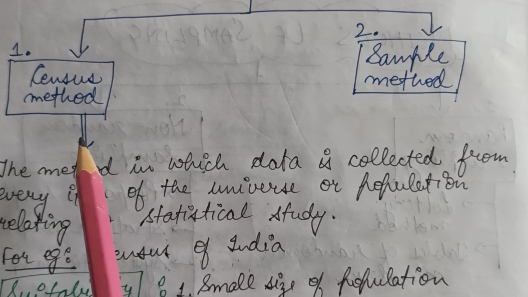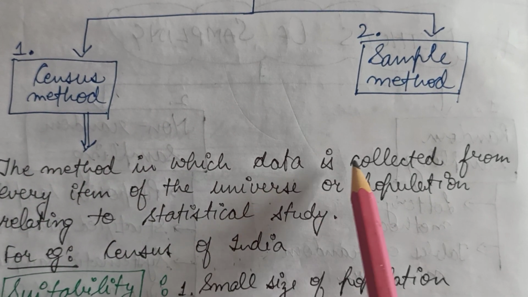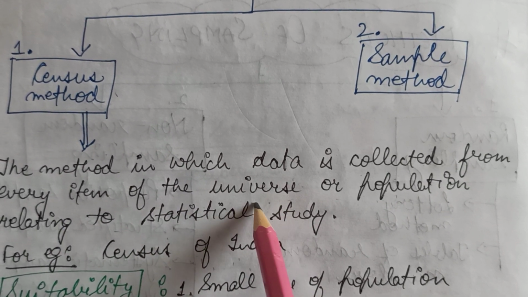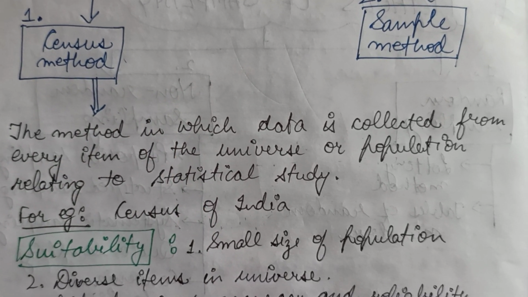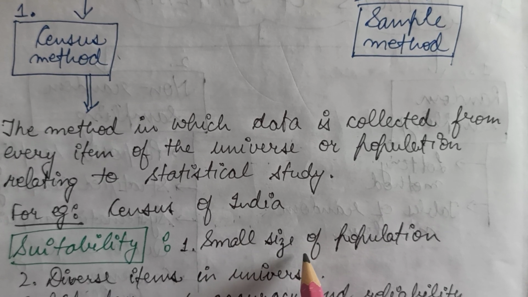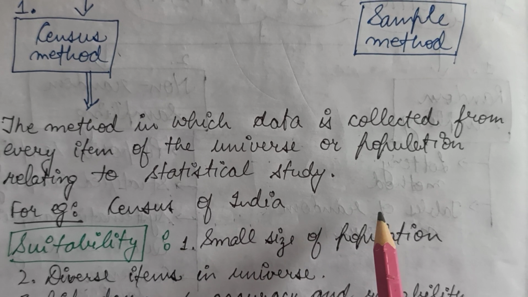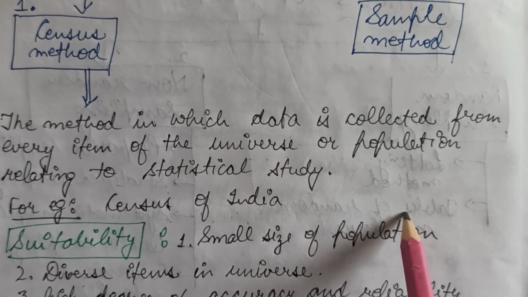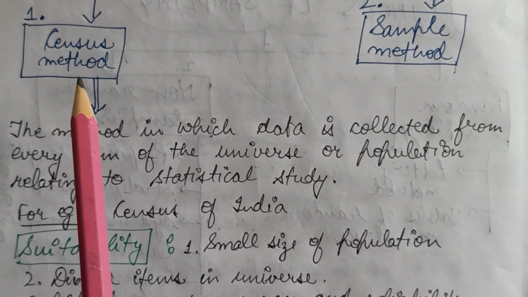So that will also come under the census method. Basically, when we collect the information or data from each and every item of the population or universe, that is known as the census method. And the census method is suitable when there is a small size of population. Obviously, when the population size is very large, it's very difficult to approach each and every individual. Therefore, only when the size of population is small can we follow the census method.